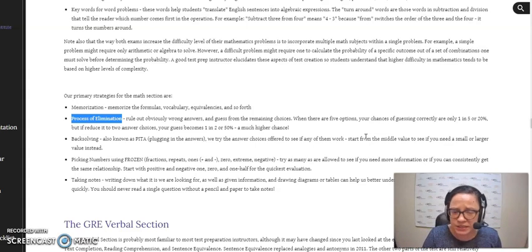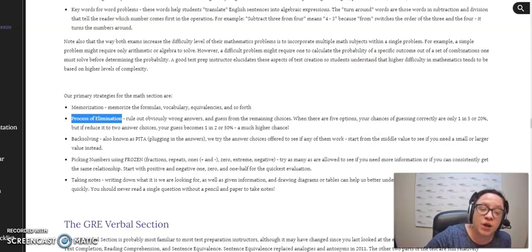So make it explicit to the student that when there are 5 possible answers, then your chances of guessing correctly are only 1 out of 5. That's 20%. But if you can reduce it to just 2 answer choices that are highly likely, you've got a 50-50 shot, a 1 in 2 or 50% chance of getting the answer right. So process of elimination is really important for us.